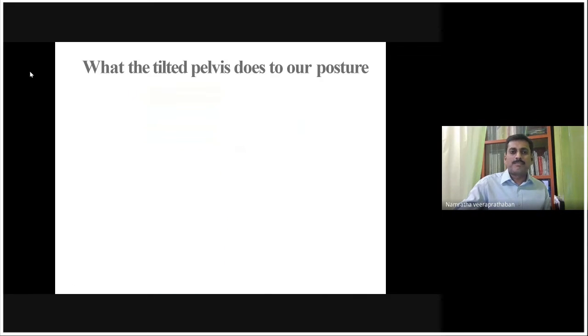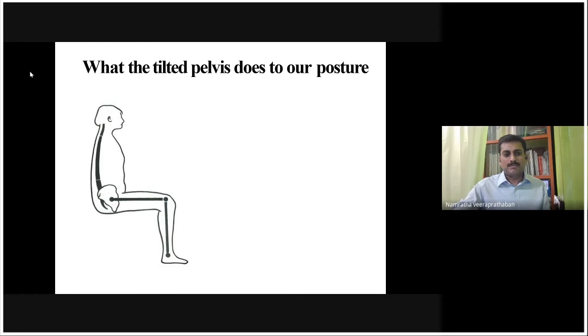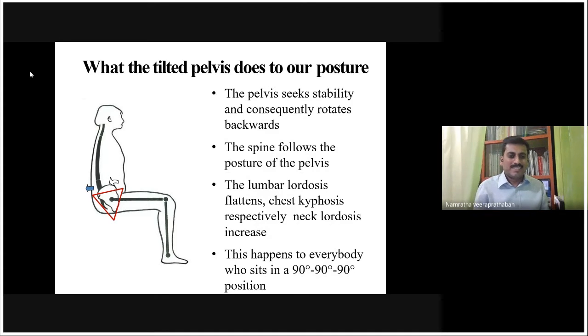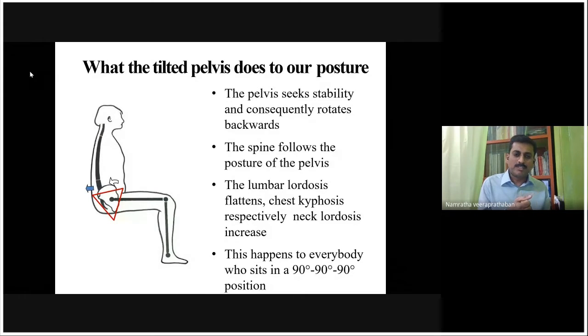All right, now, what does the tilted pelvis do to our posture? What happens when you sit in this position? Okay, let's see one by one. When you sit with this posteriorly tilted pelvis, the pelvis seeks stability and constantly rotates backward. Because the pelvis tilts backward, the spine on top of the pelvis also follows. Because it follows the pelvis, the lumbar lordosis is gone, it flattens. Chest kyphosis and lordosis also increase. This is what happens when you sit in the 90-90 position in our day-to-day life.